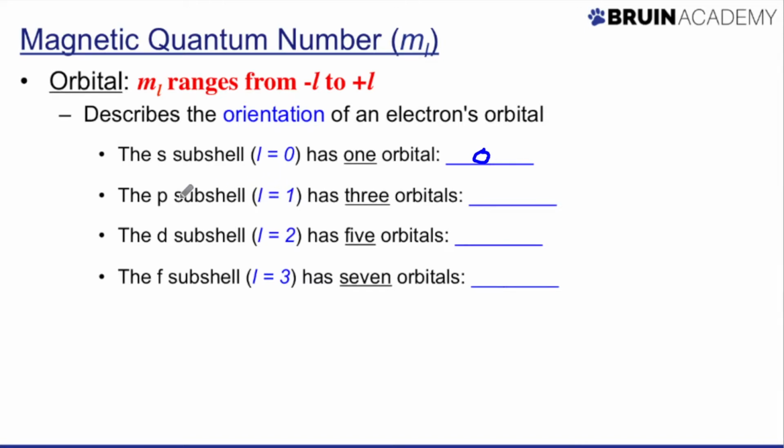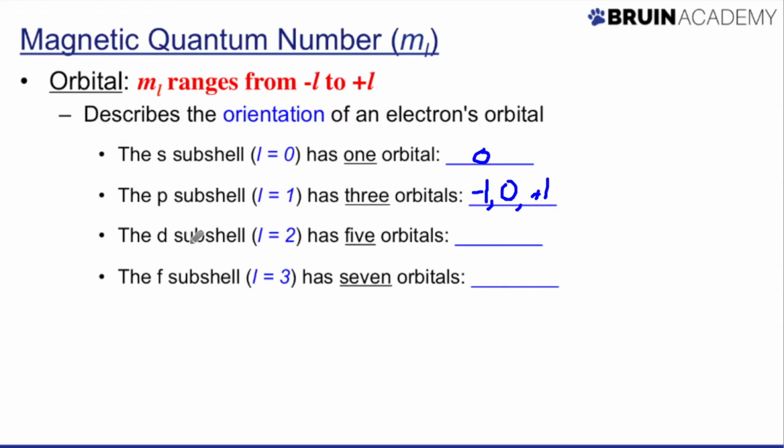Well, a P subshell will have 3 orbitals because the different possible values of L are going to be L equals 1, so the different possible values of ML are going to be from negative 1 to positive 1. So that's negative 1, 0, and positive 1. So 3 possible values, each number represents one orbital. Similar logic as we used last time.